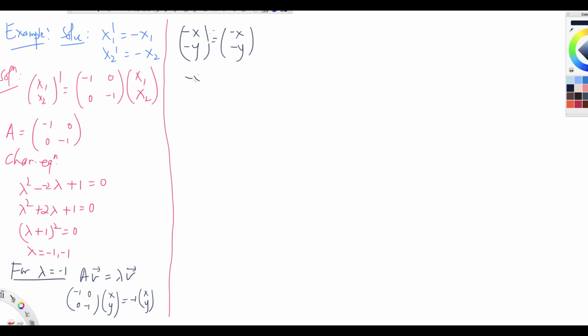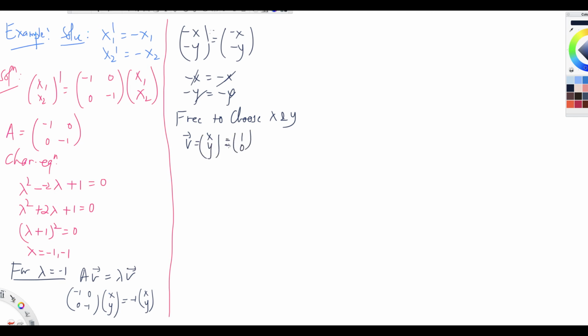Now you get negative x equals negative x, and negative y equals negative y, right? So you see that everything cancels. So there are no restrictions on the values of x and y, so you are free to choose x and y. Let us say that vector v, we assume that as (x, y). For one, let's say that this is (1, 0).